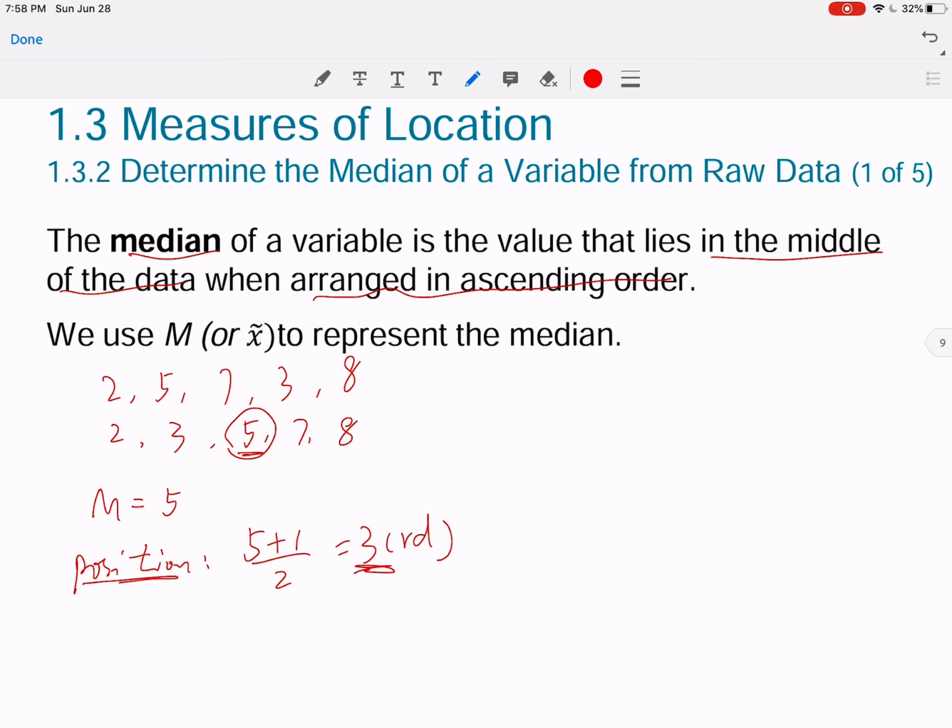Now, what if we have, let's say, 199 numbers? So what's the middle position?